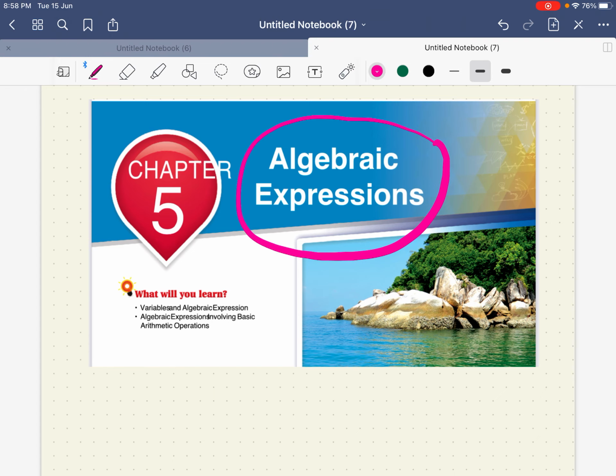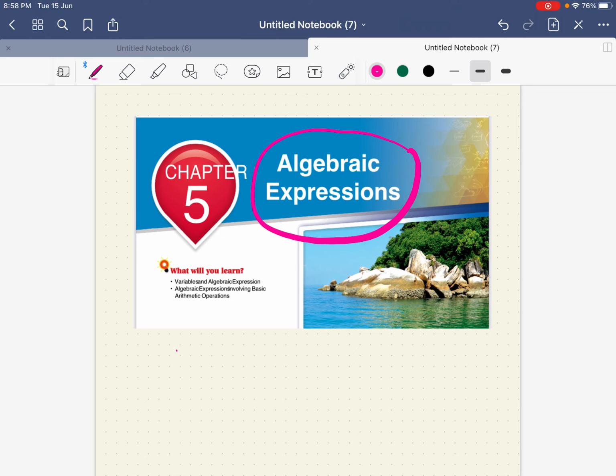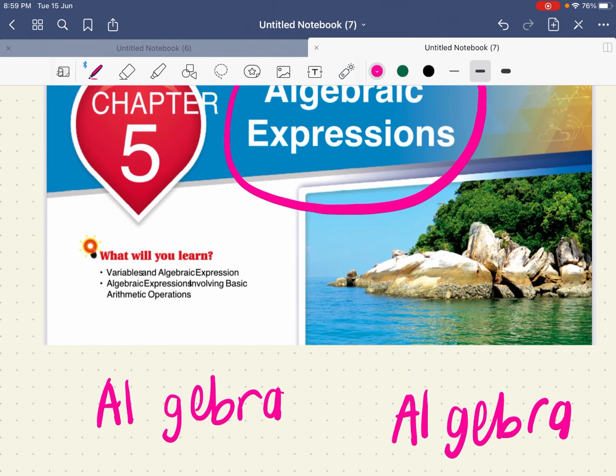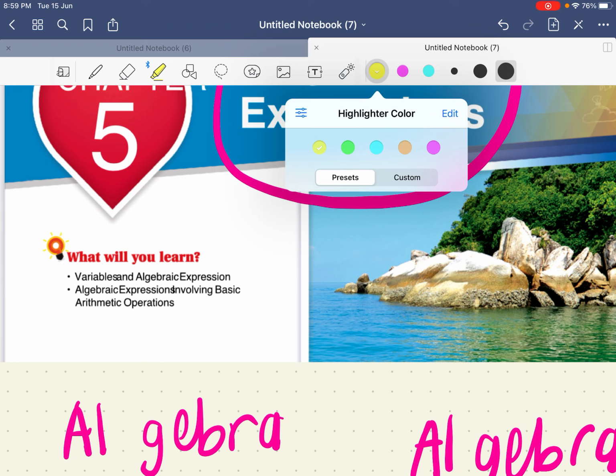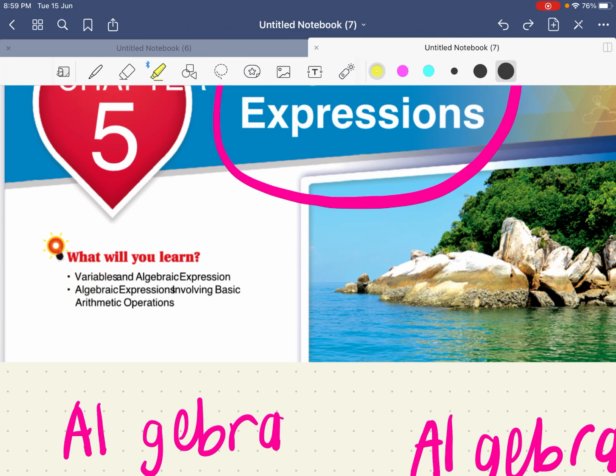Okay, in this topic we will meet algebra. Okay, what will you learn? What will you learn in this topic? The things you will meet are variables, algebraic expression, and solving problems, solving basic arithmetic operations.